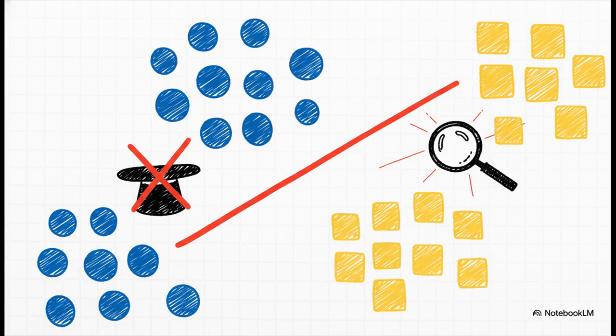Now, this isn't some kind of digital voodoo. It's all about recognizing patterns. The way a classifier works is by learning what we call decision boundaries. You can literally picture it drawing a line in the sand to separate one type of data from another, all based on what it's seen in the past.